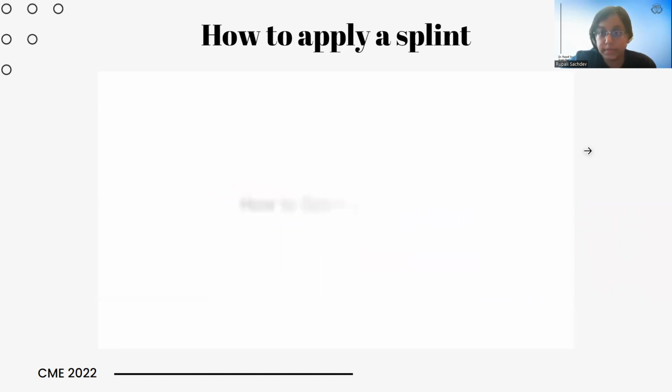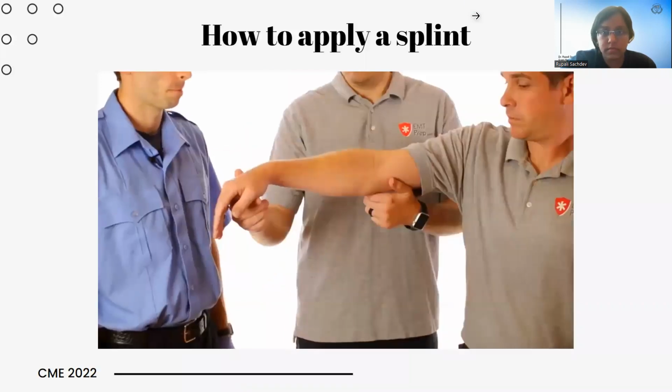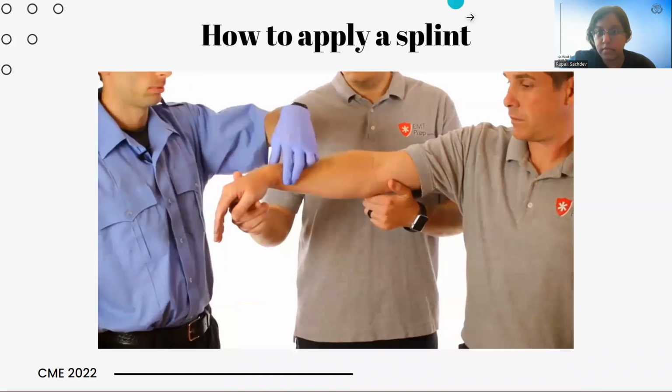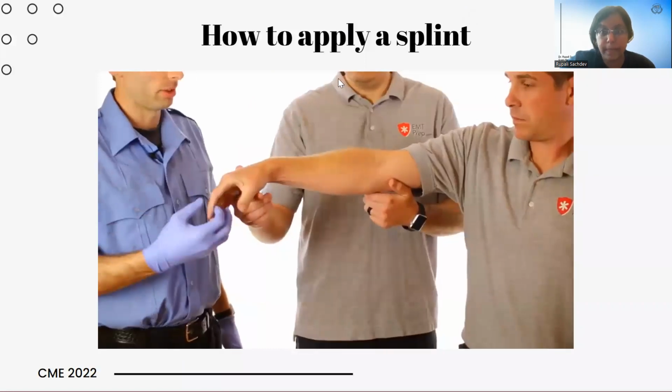Have your partner support the extremity above and below the injured site. In this video, we are simulating a mid-forearm fracture. Ensure that you have circulation, motor ability, and sensation in the injured extremity. Radial pulse. Squeeze my fingers. Touching your fingers?